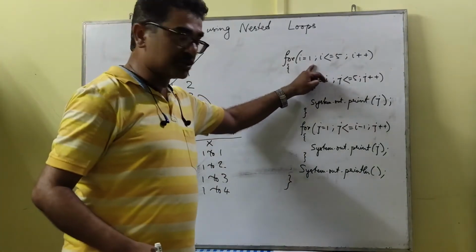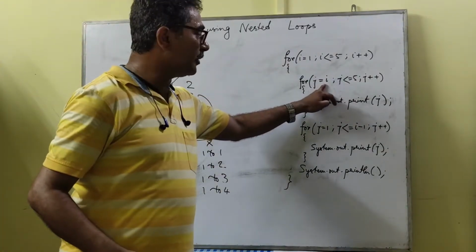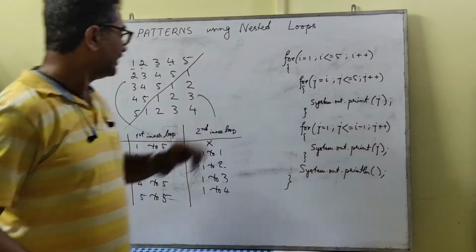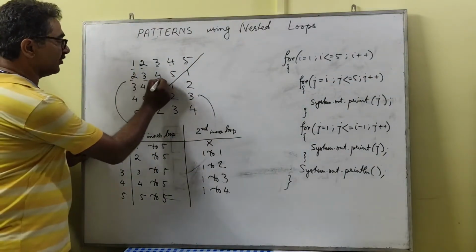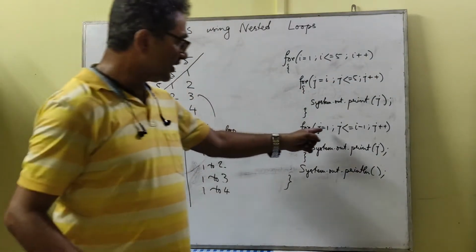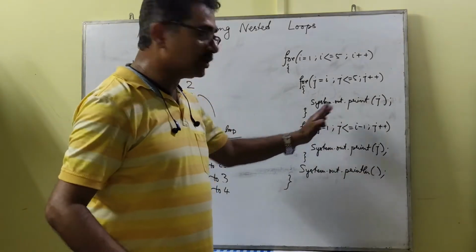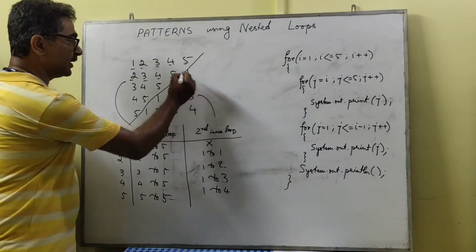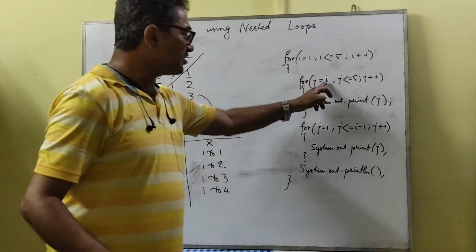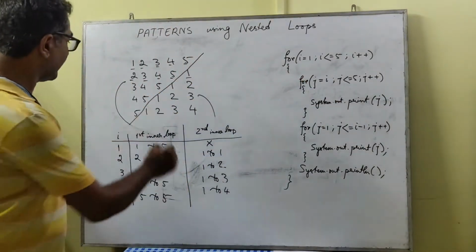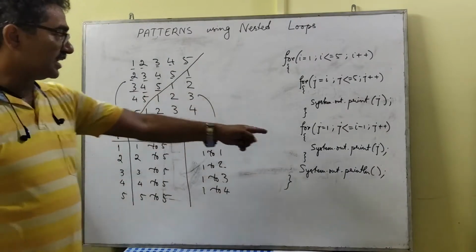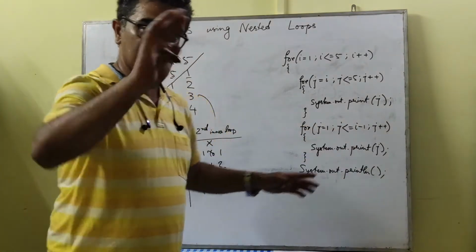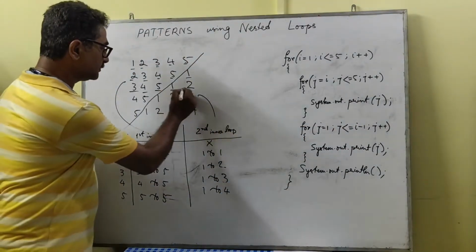Next line, the value of i is 2. So this loop runs from 2 till 5. So 2, 3, 4, 5. And look at this particular loop, 1 to 2 minus 1. 1 to 1. So it's going to print just 1. Next time the value of i is 3. So it runs from 3 to 5. So therefore 3, 4, 5. And this one from 1 to 3 minus 1. That means from 1 to 2.